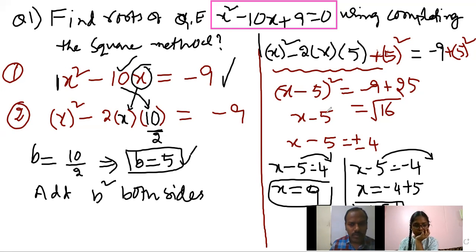Add b square on both sides, so you will get 5 square plus 5 square, and simplify the LHS part. You will see it is looking like a square minus 2ab plus b square, which equals a minus b whole square. Solve the right side part and simplify, and you will get 9 comma 1. Clear? Is that clear now? Yes or no? Yes. Okay.